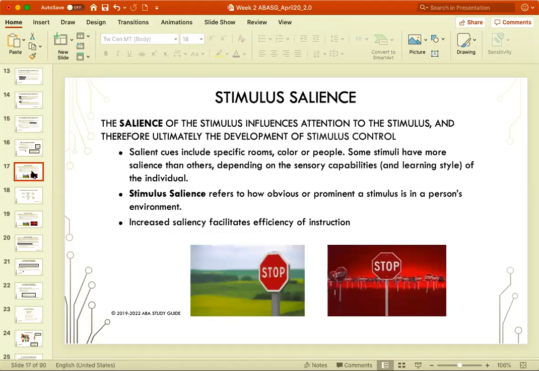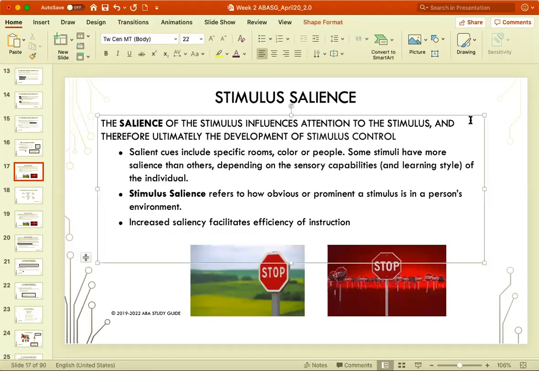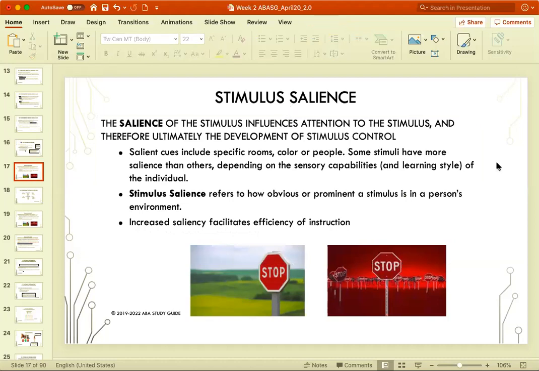Stimulus salience is a pretty cool thing. There's a lot of great articles, scientific research on different kinds of stimulus salience. But the salience of the stimulus influences attention to the stimulus, and therefore ultimately the development of stimulus control. So salient cues include specific rooms, color, or people. Some stimuli have more salience than others depending on sensory capabilities, right? So you do need to take that into consideration. A salient cue for you may not be a salient cue for another individual. Salience refers to how obvious or prominent a stimulus is in the person's environment. So in this example, in which picture does the stop sign stand out?